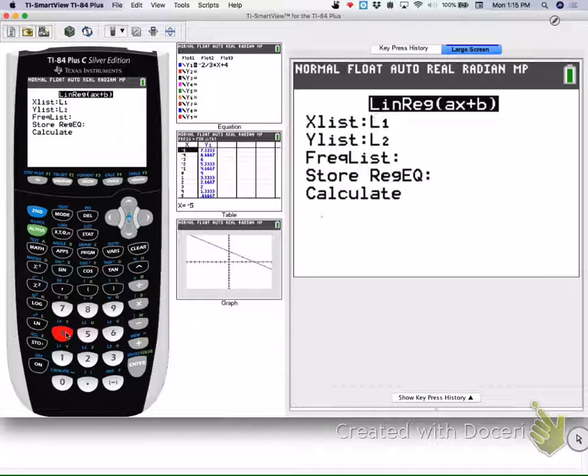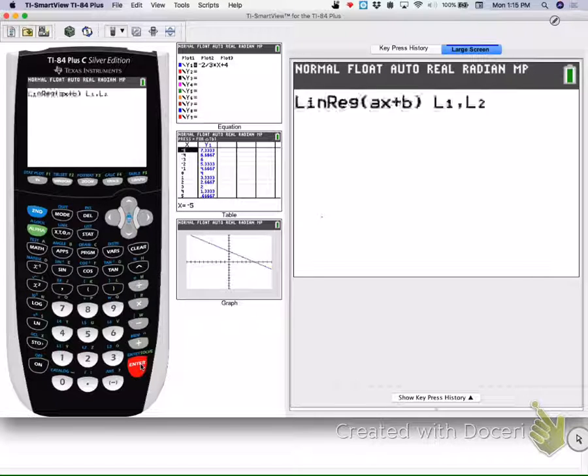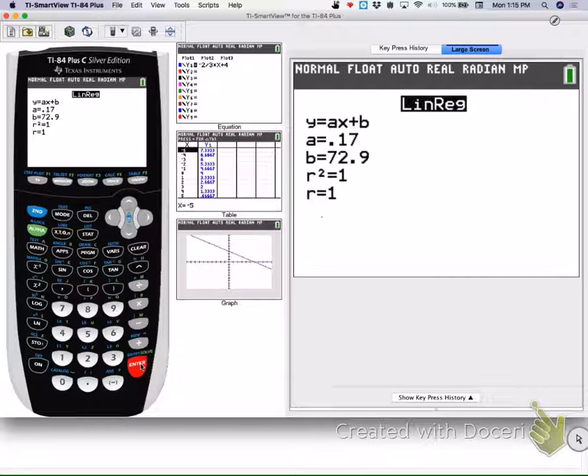Okay, that screen should match. My X's are my list 1, my Y's are my list 2. We're going to come all the way down here. If you don't have this screen, just go ahead and hit enter because it's the default setting anyways. Okay, we hit enter there. And those values are the same values that we had. So you're going to just fill this in here. That's going to be y is equal to 0.17x plus 72.9. That's exactly the same equation that I came up with.